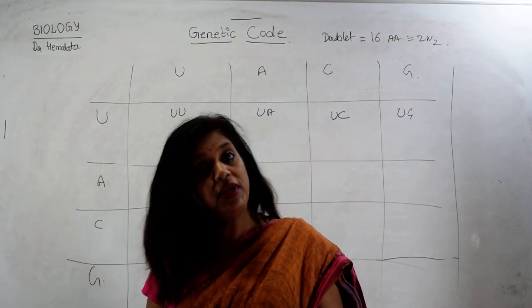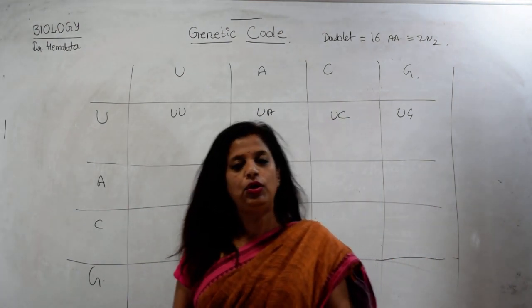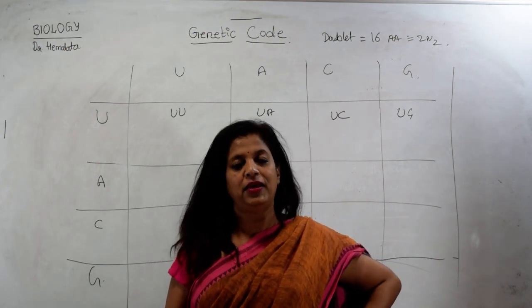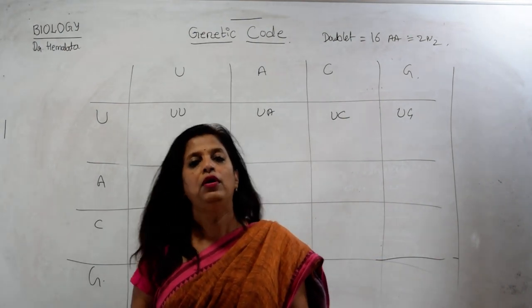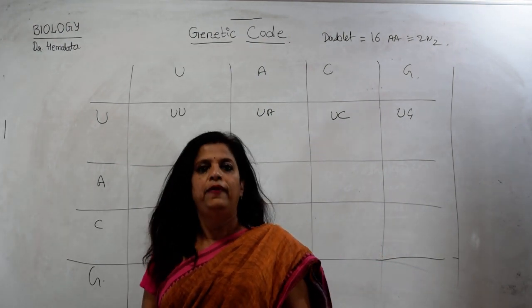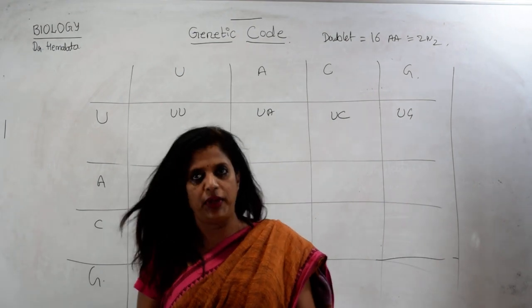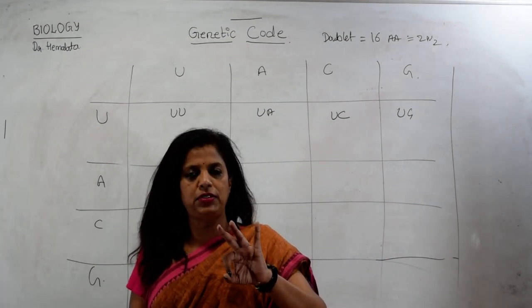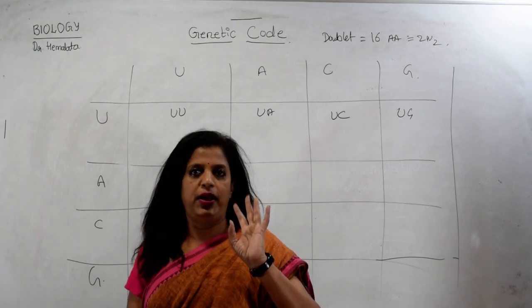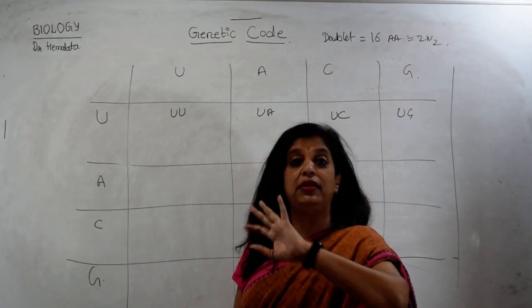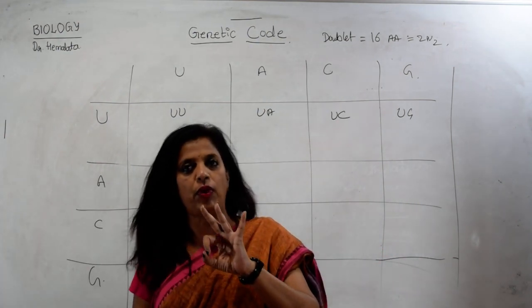But what was the requirement? We required 20 amino acids to be coded by these 4 nitrogen bases. Therefore, doublet codon language is a failure. It's incorrect. Then they tried triplet coding language. What do you mean by triplet coding language? 3 nitrogen bases must code for 1 amino acid. Right? So how is it possible? You have to make 3-3 combinations. 3 nitrogen bases for 1 amino acid.